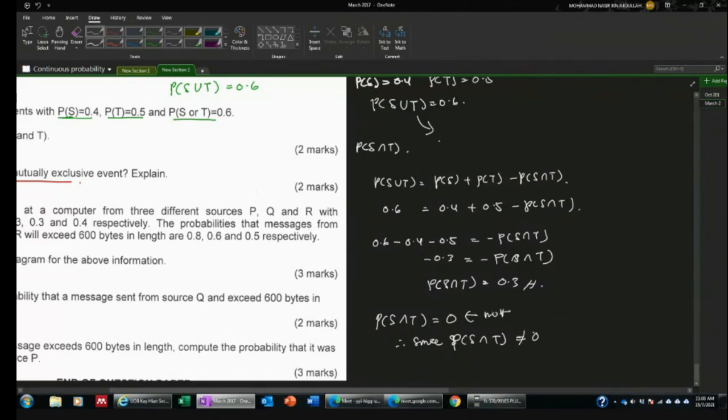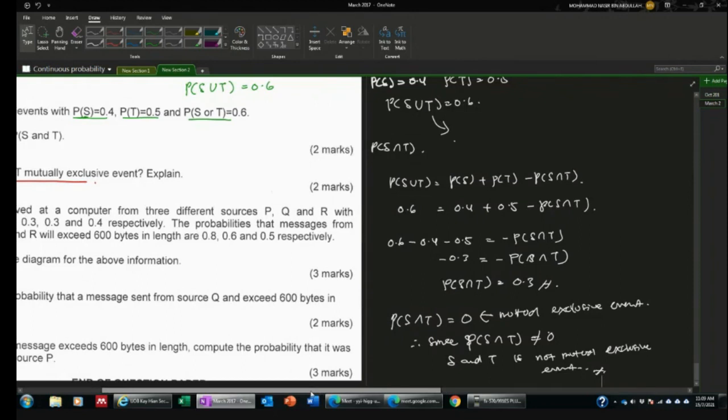And this is a mutually exclusive event. Right? If S intersect T is not equal to 0, so S and T is not mutually exclusive event. 2 marks. This is considered as bonus mark lah for you. Very simple, right?